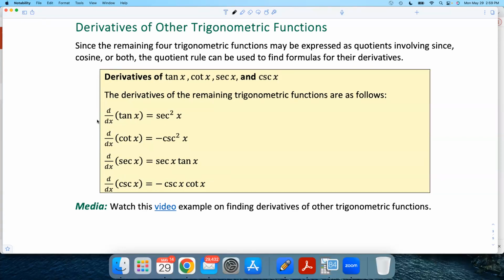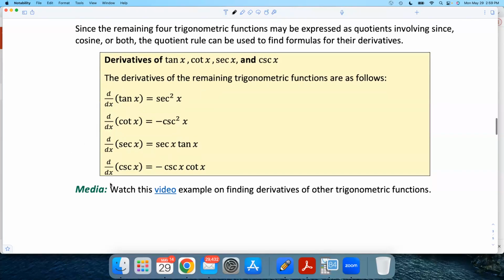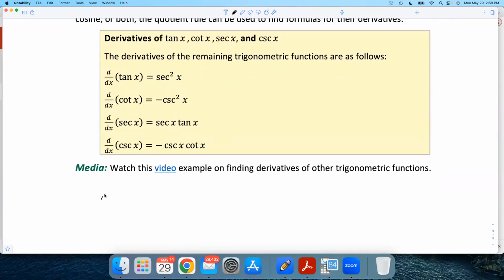All of these we can derive. So I'll derive these two, and then you could derive these two on your own if you wanted to. So the derivative with respect to x of tangent of x is the derivative of sine over cosine. That's what tangent is, sine over cosine. That's a quotient rule. So I'm going to use quotient rule on this.